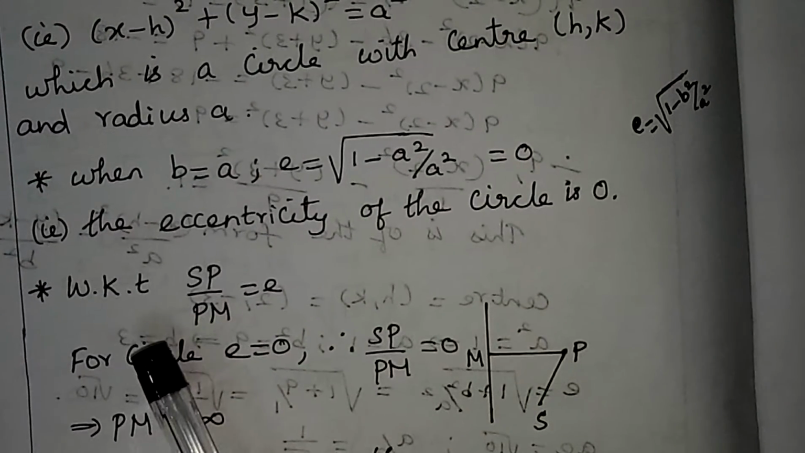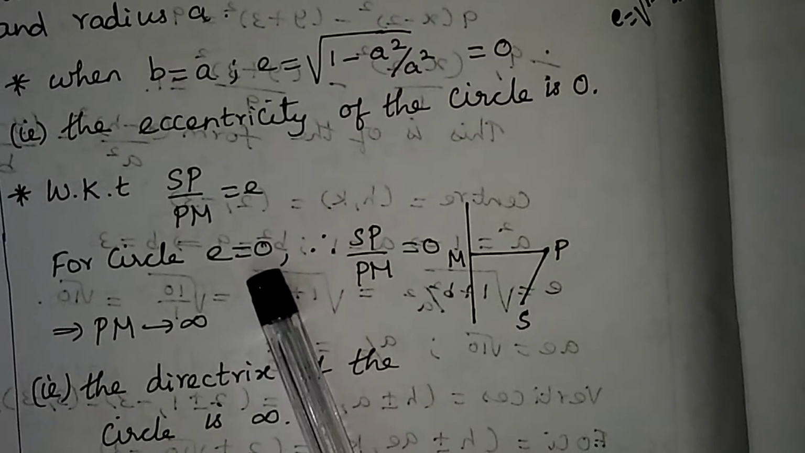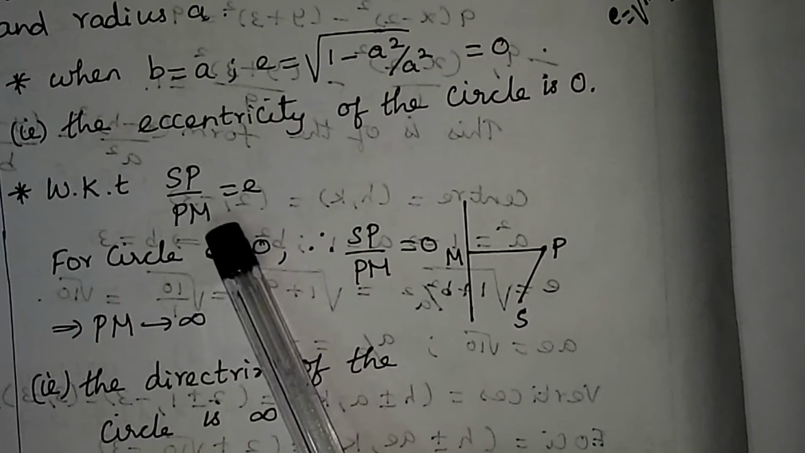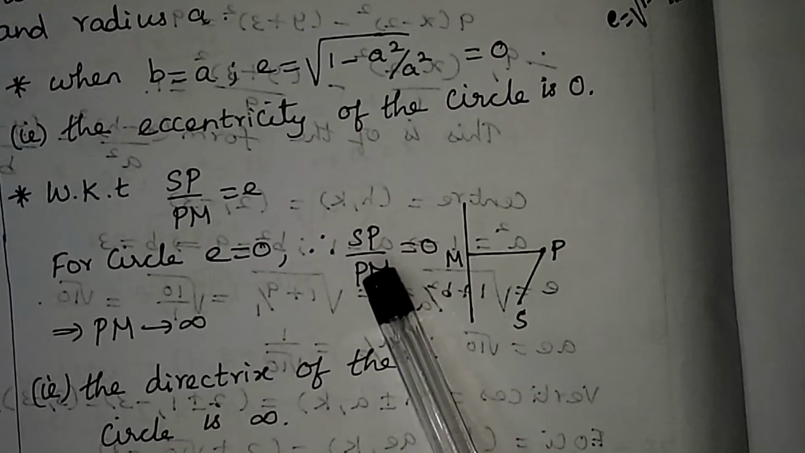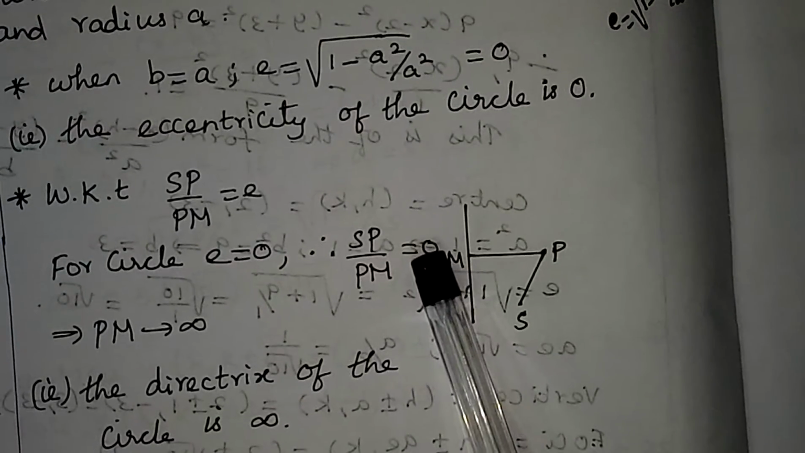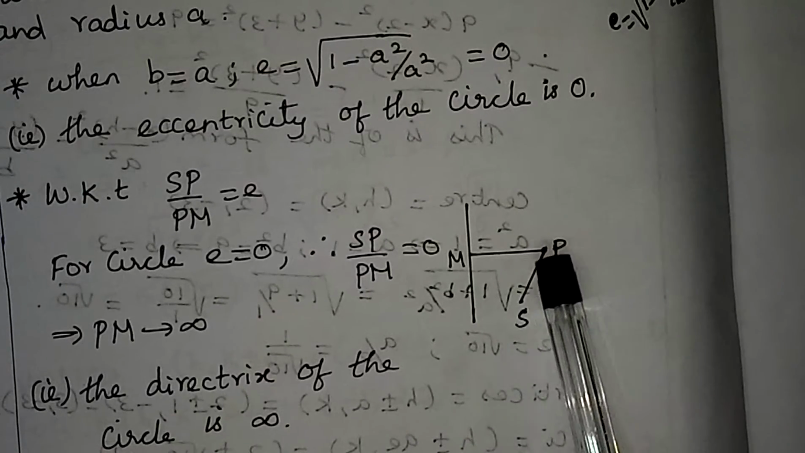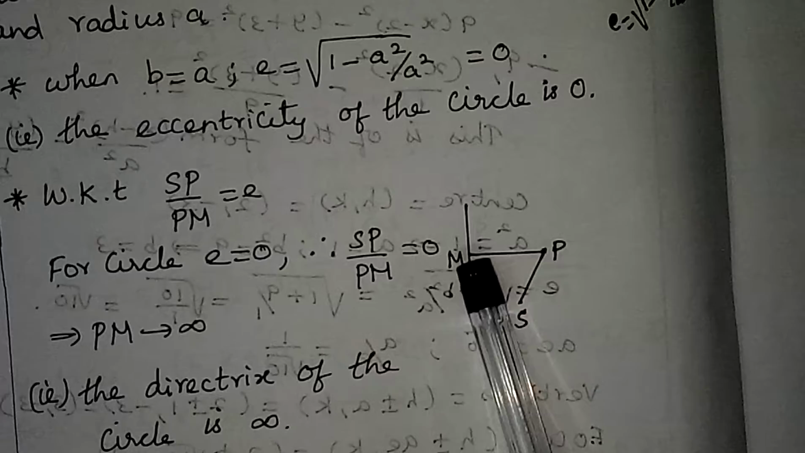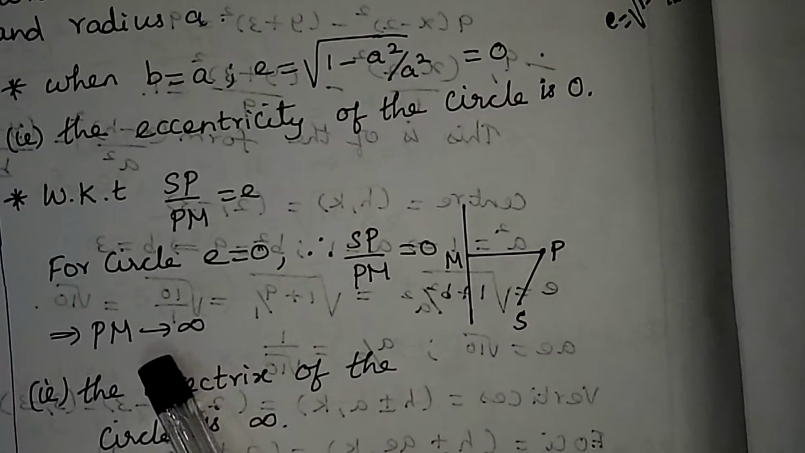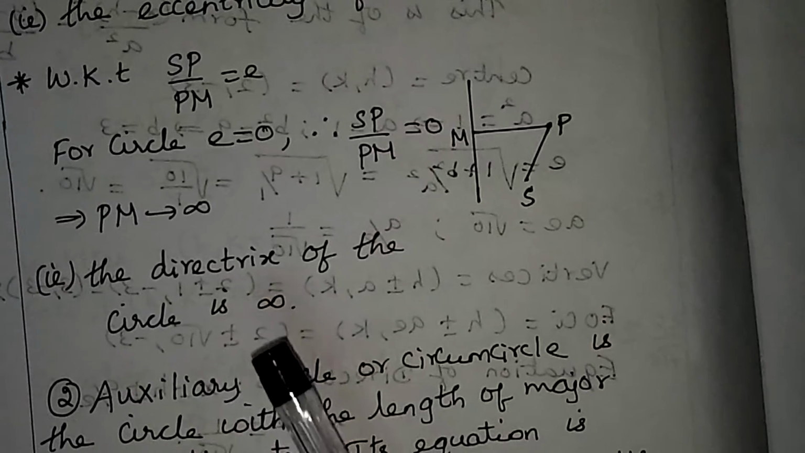And we know that SP by PM is equal to e, and this e value is becoming 0. What is the meaning? Any number by infinity is only 0. So this distance PM, the distance between the moving point and the point on the directrix, is infinity. This means the directrix of the circle is infinity.